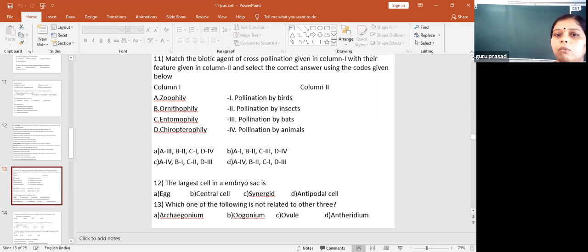What is ornithophily? Pollination takes place by birds. That we have to know, right, we should know it. Next, what is entomophily? Pollination takes place by insects. What is chiropterophily? Pollination takes place by bats. Now let's go through it. A4 B1 C2 D3, look where that option is. A4 B1 C2 D3. Here A4 B2 is given, but B should get 1, not 2, right? So that's why which is the correct option here? C. Option C is the correct option for question number 11.